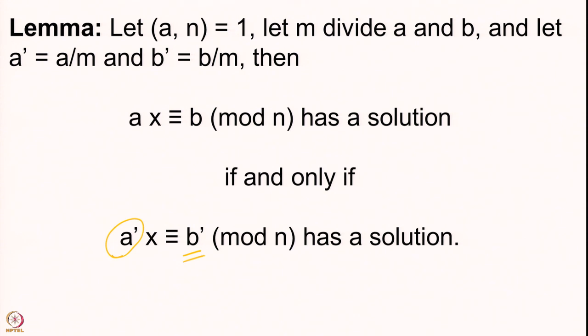So, whenever you have a common divisor, n has not changed, n has remained as it is. What has changed are the coefficients of x and the constant term. So, once again we have two parts of if and only if. We will assume the A prime x congruent to B prime mod n has a solution and prove that Ax congruent to B mod n has a solution, and then we prove the only if part, which is to go from the larger equation to the smaller equation.